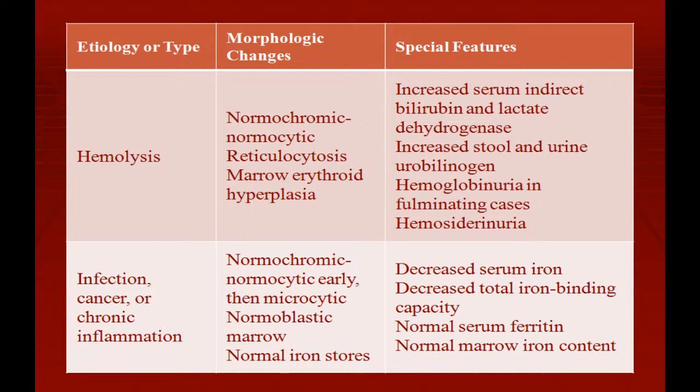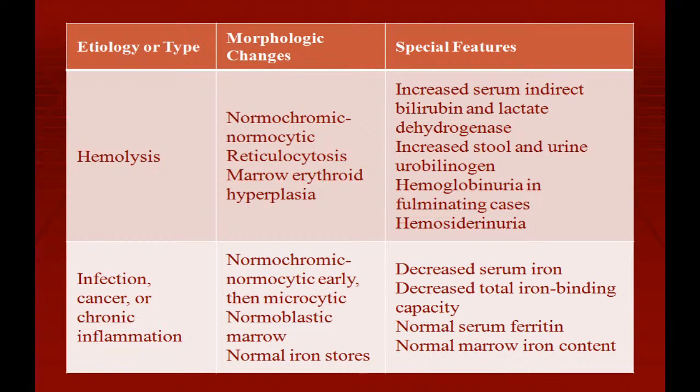Some specific features of hemolytic anemia: it's increased serum indirect bilirubin due to destruction of erythrocytes and hemoglobin, and lactate dehydrogenase level, increased stool and urine urobilinogen, because destructed hemoglobin needs to be metabolized and evacuated from the organism, and hemoglobinuria in fulminating cases, and hemosiderinuria.